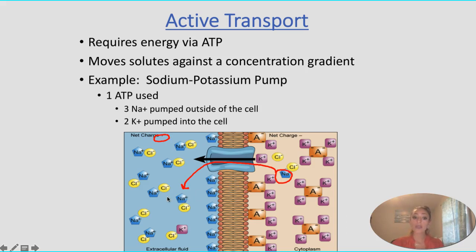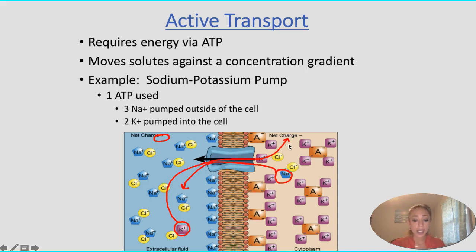And for every 3 of these sodium that are pumped outside of the cell against the membrane potential gradient, we also have 2 potassium pumped into the cell. Potassium ions are positively charged and they actually want to go towards the negative charge right here. They're going to be pumped into the cell.